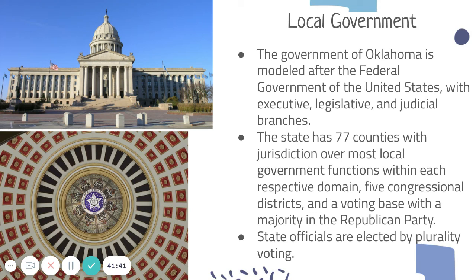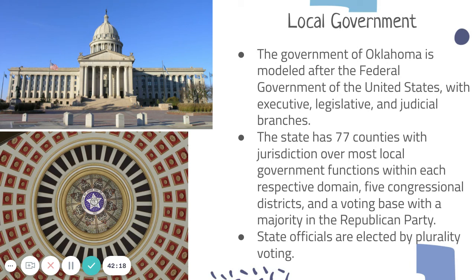We have 5 congressional districts and a voting base with a majority in the Republican Party. Now, that's not always been true, but we see nowadays that's how it is. We see that state officials are elected by plurality voting. We just had an election for the president. With that presidential election, we also had senators and House of Representatives. We had these politicians that were running for office, and the people voted.